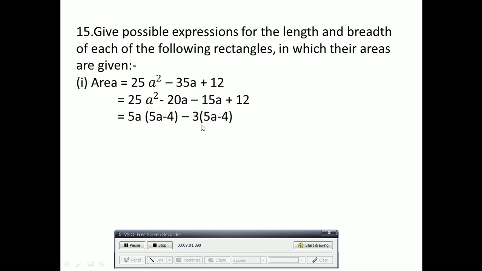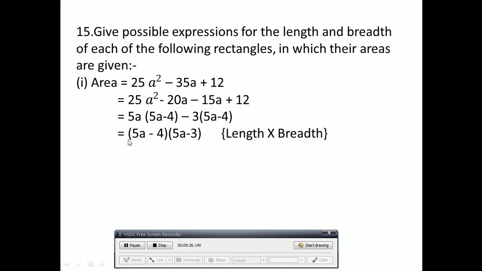Now you can see 5a minus 4, 5a minus 4, it is common in both the terms, so we can take it common. So here 5a will be there and here minus 3. Now students, we can say the area has been converted into the product of two expressions. So what is the area of a rectangle? That is length into breadth.